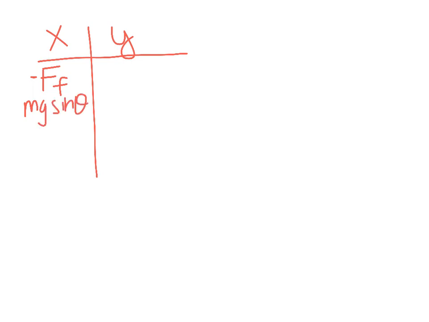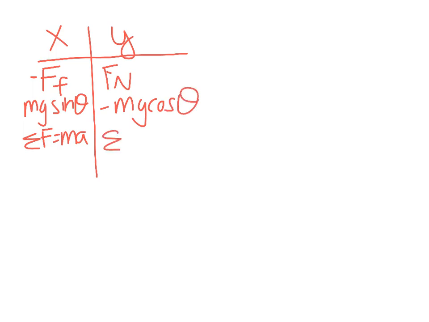So let's actually break this down and solve to figure out what's going on. Okay, so in my x and y components, in my x, I have negative force of friction, that's opposite, and then I have mg sine theta. And remember, my x direction, all my forces equal to ma. It's accelerating. But in my y direction, I have my force normal, and then I have negative mg cosine theta. It's not moving in the y, though. So all my forces in the y are equal to 0. Okay, this is going to be kind of cool.